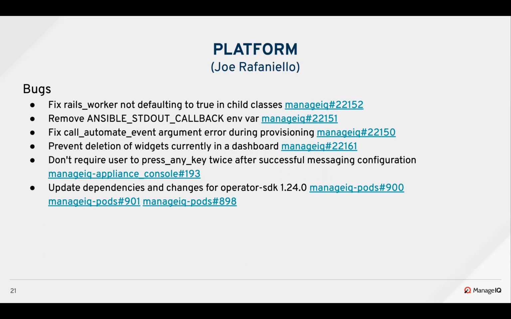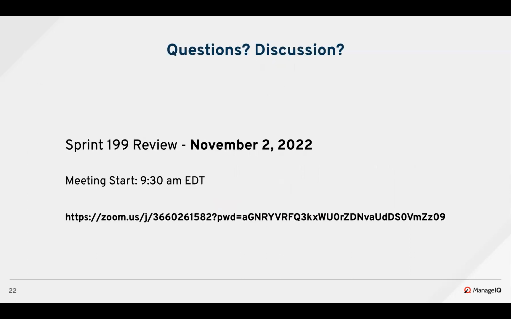Adam fixed a bug that occurred in appliance console after configuring messaging, where it would print the press any key to continue twice. Not really a bug, but Brandon updated the codified code dependencies and other changes for the operator SDK 1.24.0. Next slide.